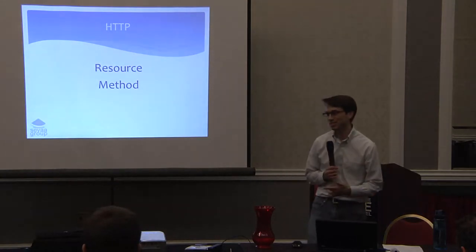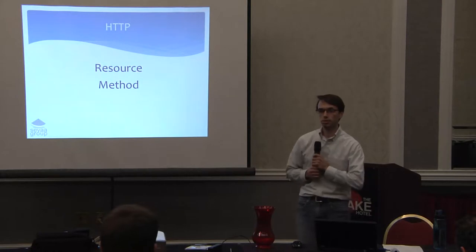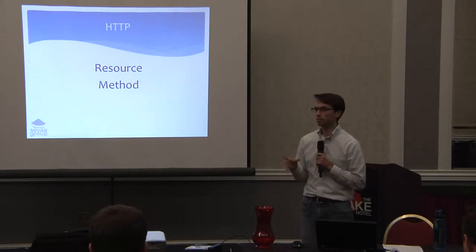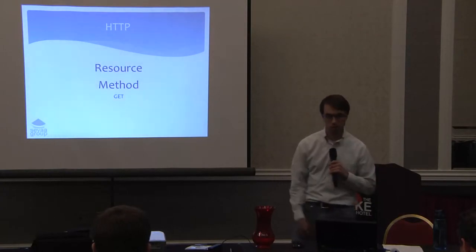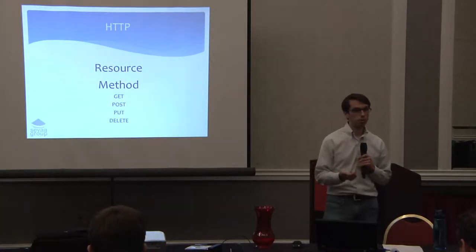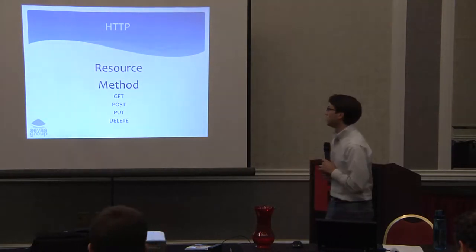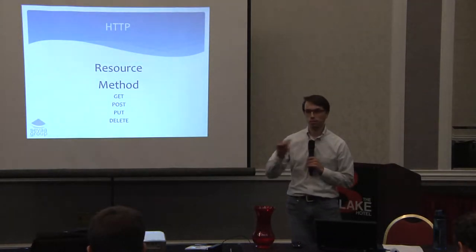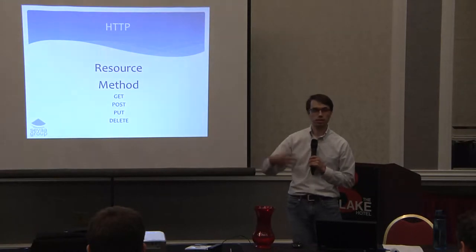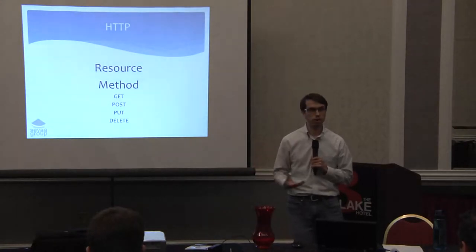You have a resource, which would be a URL. So you'd call www.google.com/something. That's going to be your resource. And with that resource, you interact with it with a method. You've got GET, POST, PUT, and DELETE as how you're going to interface with it. A GET is essentially what happens when you type a URL in the URL bar and hit enter. You're sending a GET HTTP request, and you're getting back typically HTML that's then rendered by your browser.